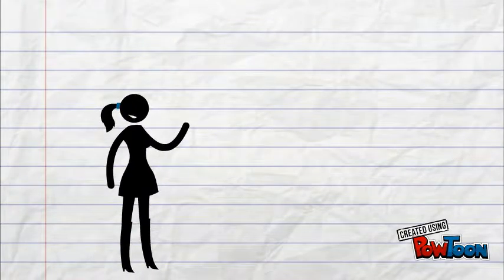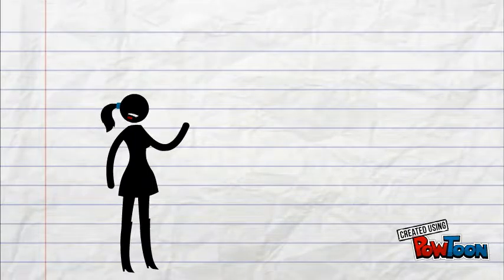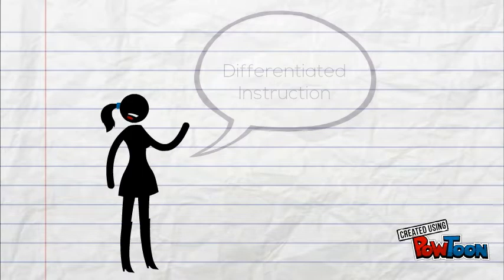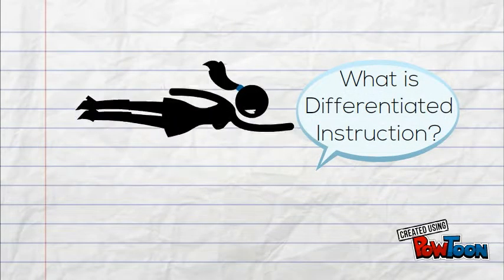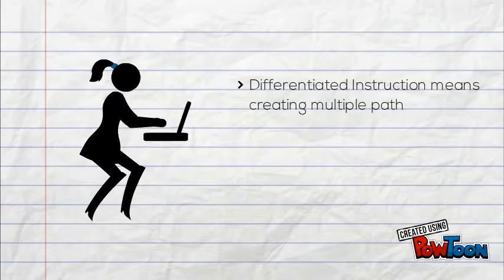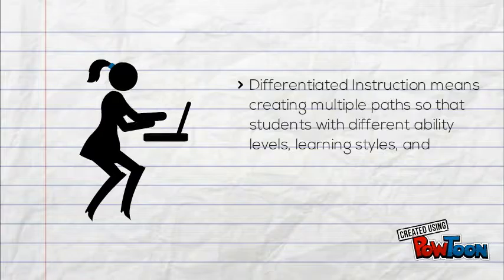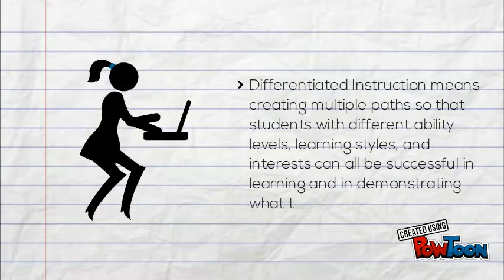Not all students learn the same or have the same abilities. That's why all teachers need to understand differentiated instruction in order to best serve all students in their classroom. So what exactly is differentiated instruction? Differentiated instruction means creating multiple paths so that students with different ability levels, learning styles, and interests can all be successful in learning and in demonstrating what they've learned.